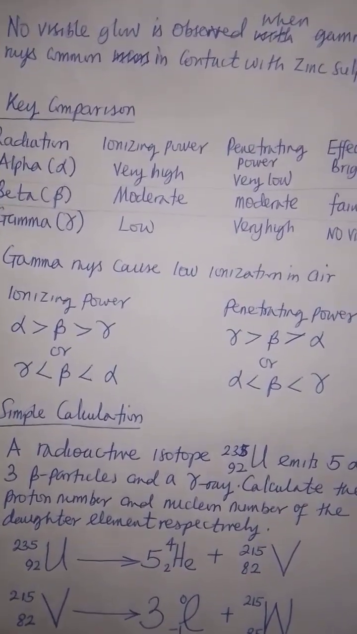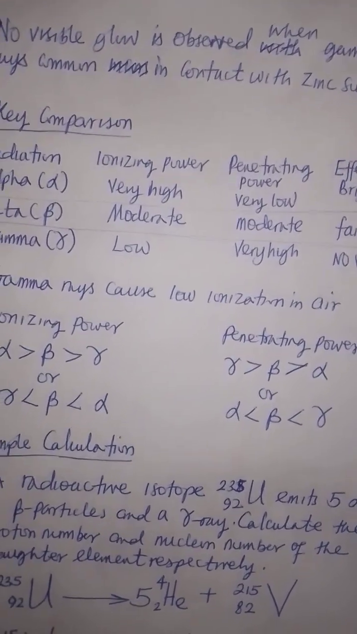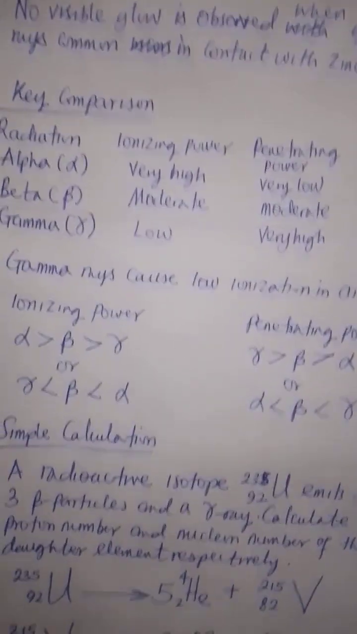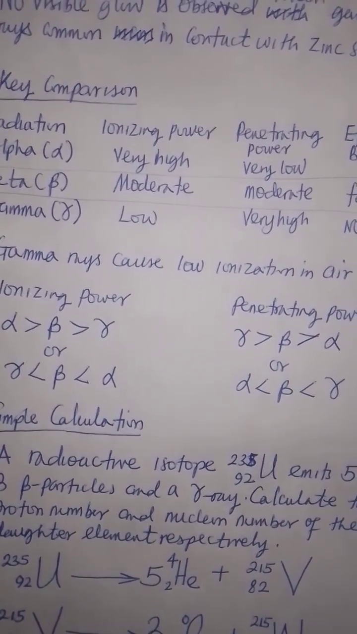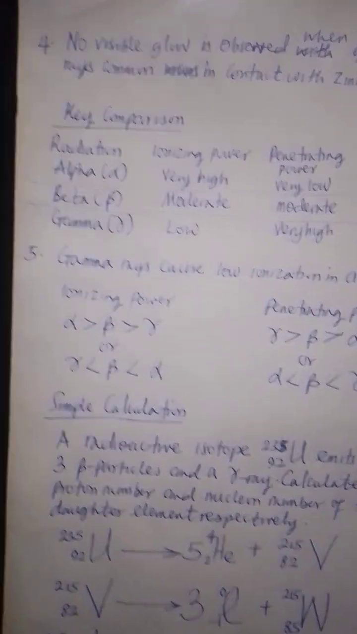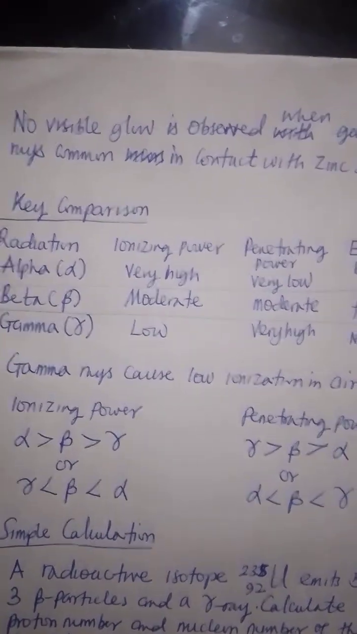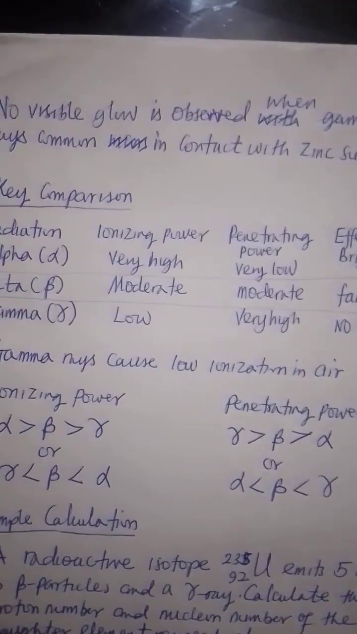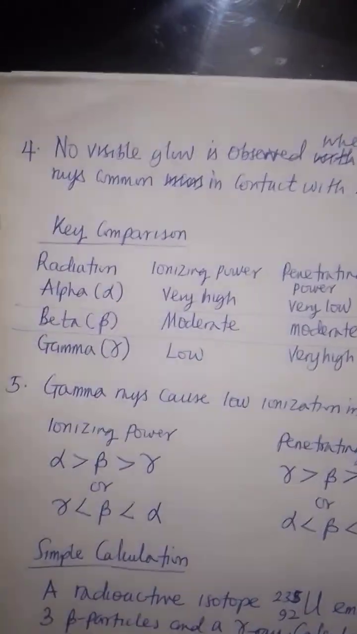Welcome back to the lecture on radioactivity. This is part 3. In part 2, we stopped at the properties of gamma rays, number 3 property. And then we're looking at number 4 property now. Number 4 property says, no visible glow is observed when gamma rays come in contact with zinc sulfide.